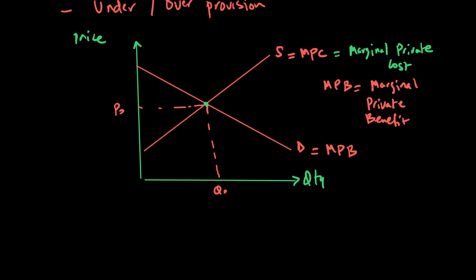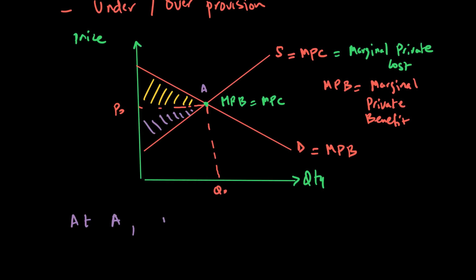Look at this. When demand and supply are equal, your MPB equals MPC, and more importantly, the consumer surplus and the producer surplus are both maximized. So when demand meets supply, let's call this point A. Yes, this is a case of no market failure.